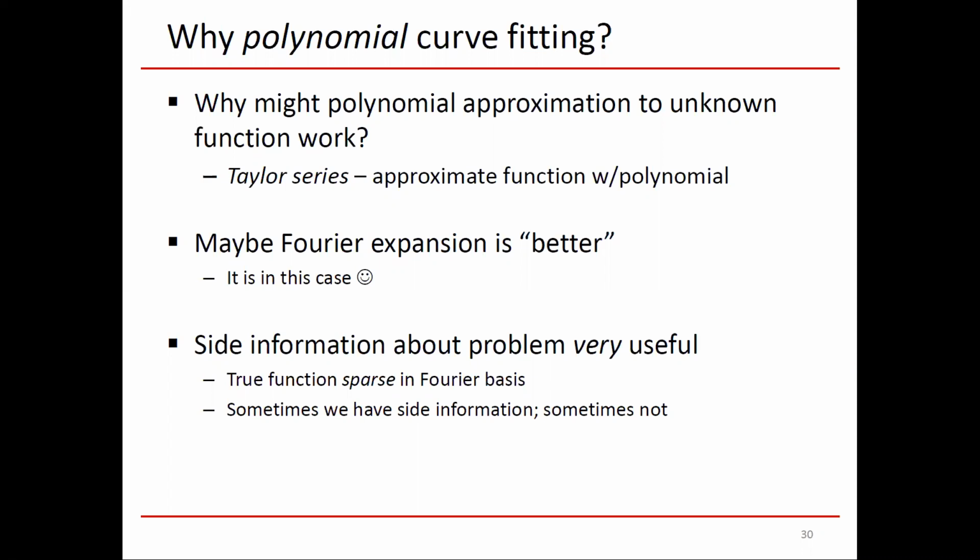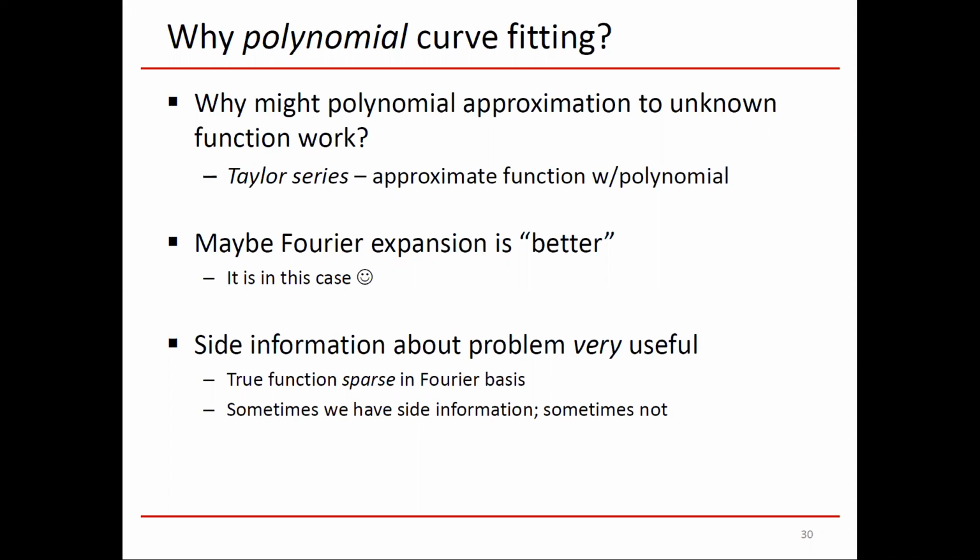And because our function is actually a sinusoid, in this case, maybe a Fourier expansion is better, in quotation marks, meaning that there would be a single term that would capture and explain this function well. And indeed, that's the case here. But oftentimes we don't know that we're dealing with a sinusoidal function or an exponent or whatever it is. So side information about the problem can be very useful. And in this problem, the side information would be that among the families of all possible functions, our function actually has a really nice Fourier expansion, but oftentimes you don't have that.